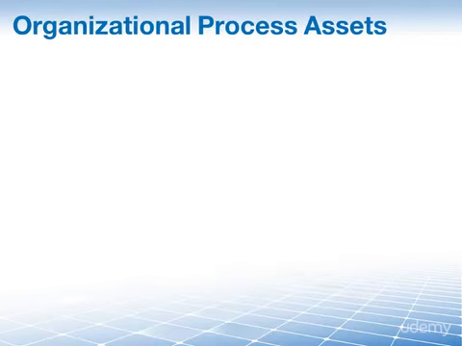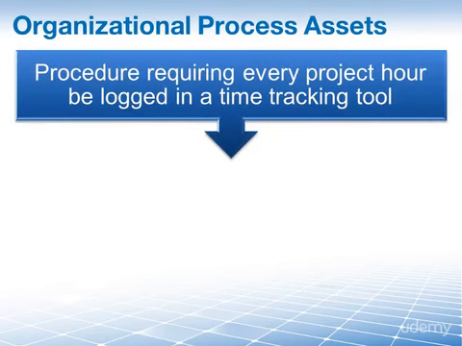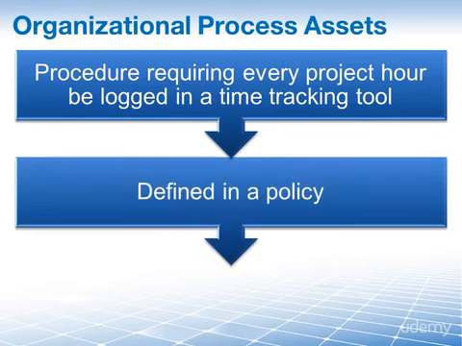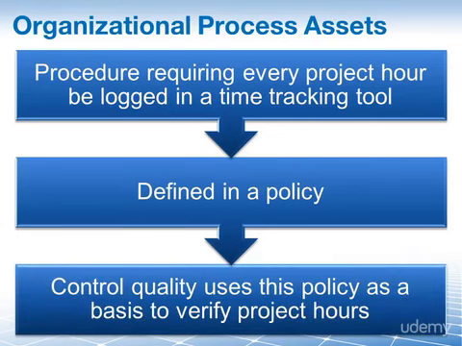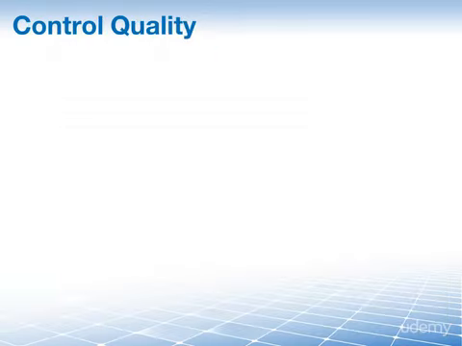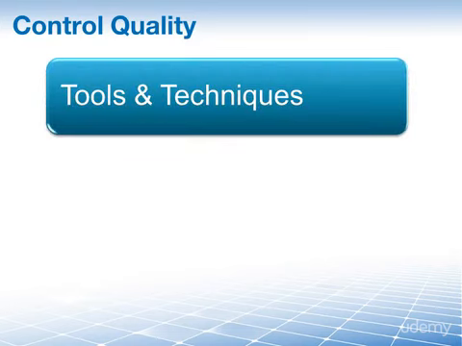And lastly, the organizational process assets. As we have seen in another example, control quality doesn't just measure the deliverables that we give to our customers. We also measure other ancillary results. For instance, your company may have a procedure in place that requires every hour on your project to be logged in a specific time tracking tool. This would be defined in a policy. And here in control quality, we would now use this policy as a basis to verify if really all hours have been logged accordingly.